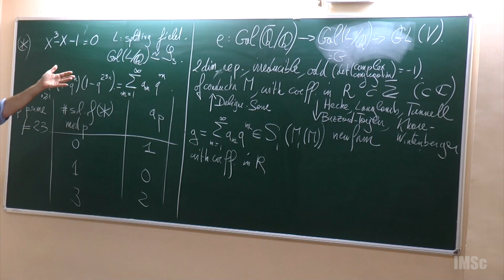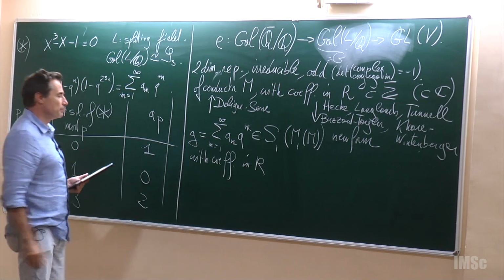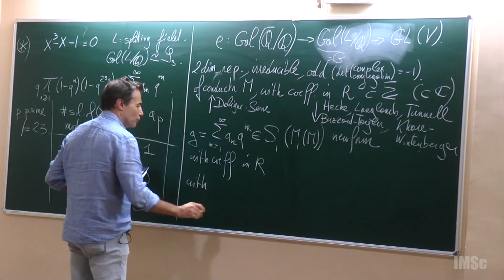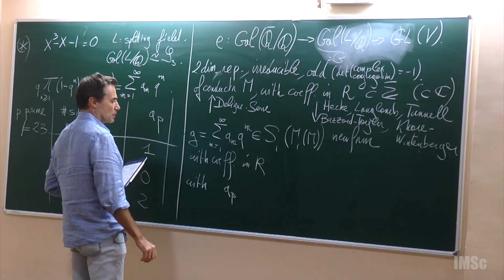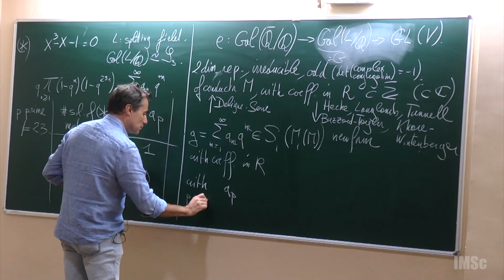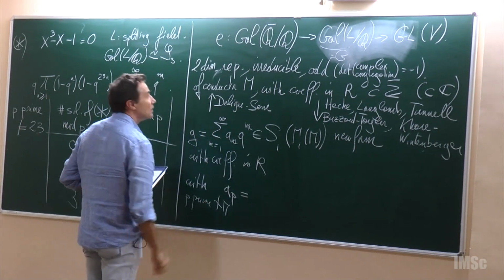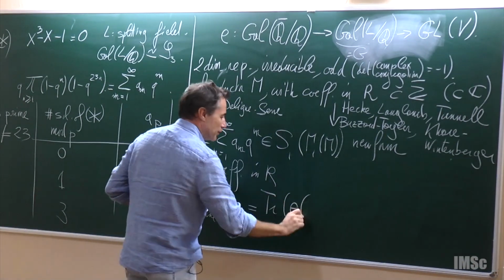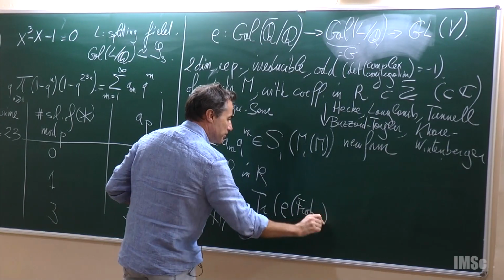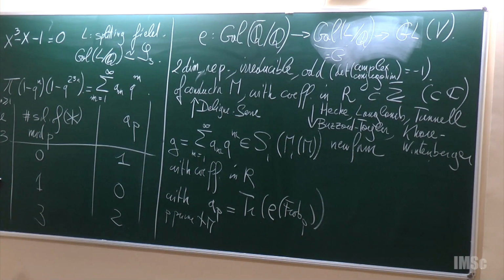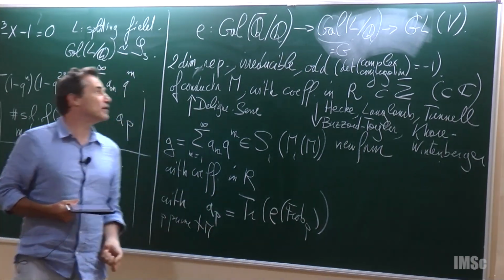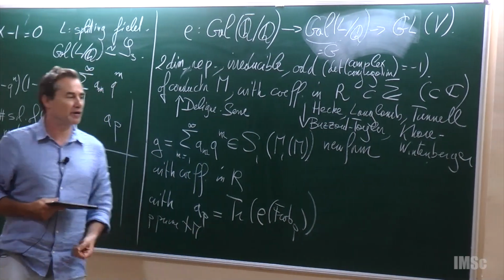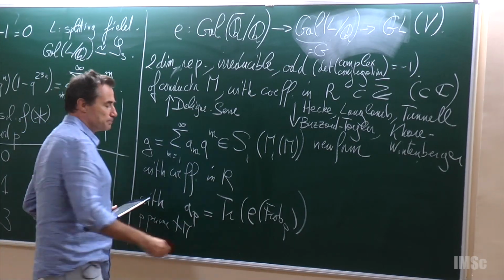It was a long-standing conjecture that you have a bijective correspondence, and it has to satisfy something, namely there is a number a_p for p prime not dividing N. a_p is the trace of rho of a Frobenius element at p, which is well defined up to conjugacy. So rho of Frobenius_p is well defined up to conjugacy, but the trace is well defined. So it's really a number which belongs to R.